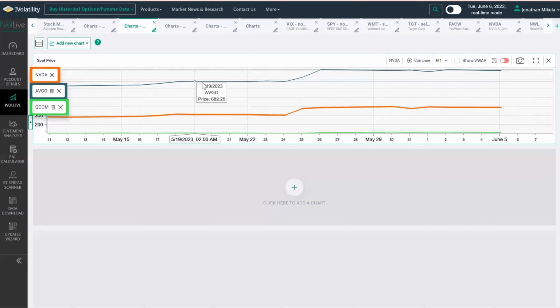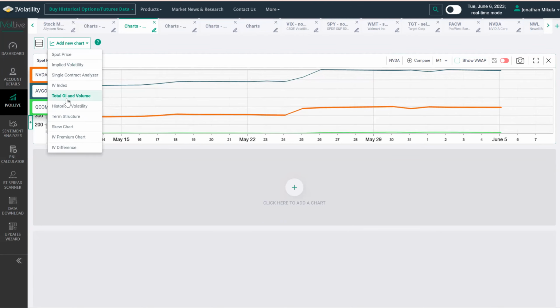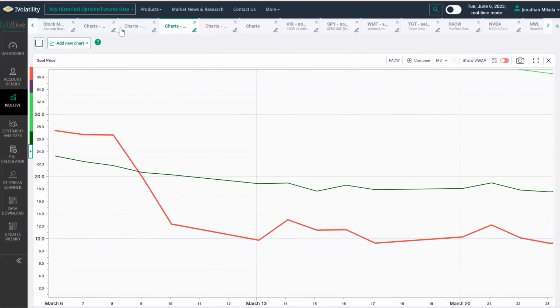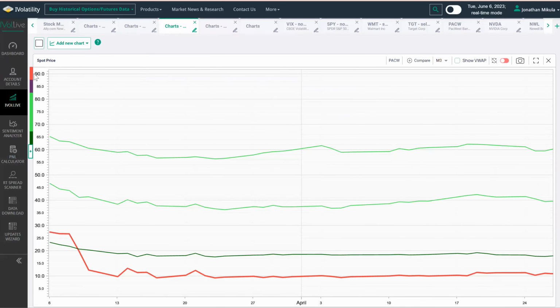And with this chart view, again, this is their spot price, but now I can pull up any of these different measures and I can analyze those three stocks against each other, from the same screen. So that's a great example of what I was looking at in real time.